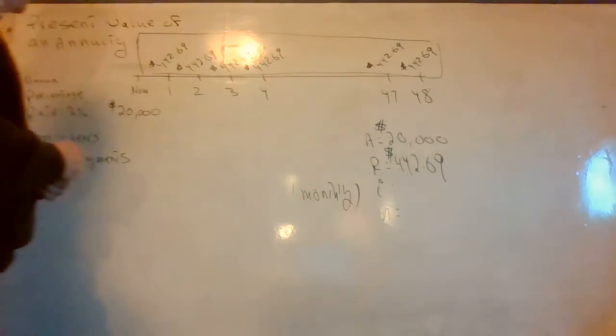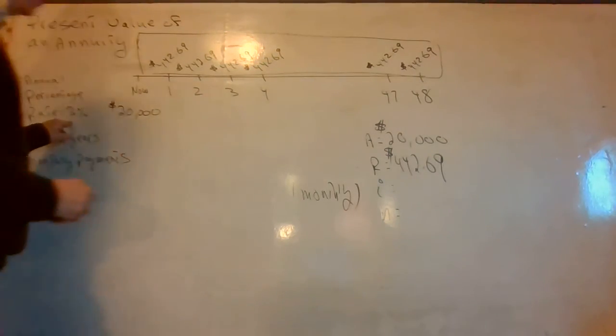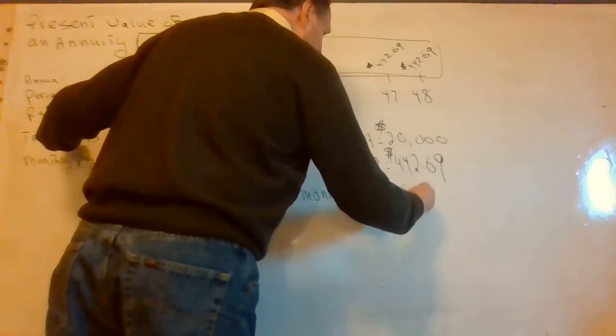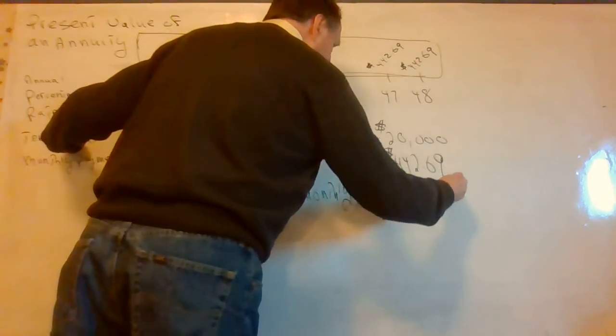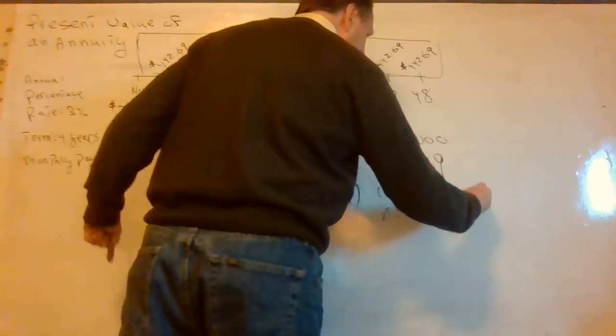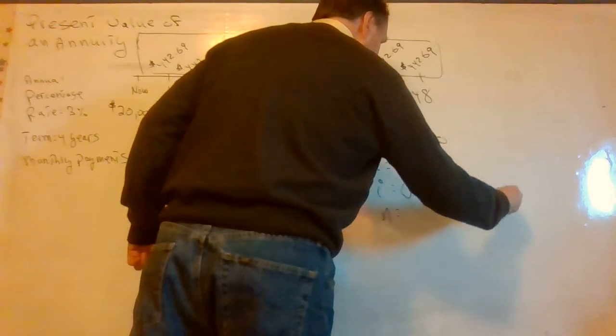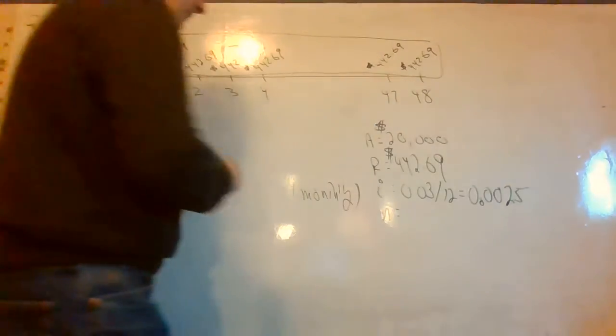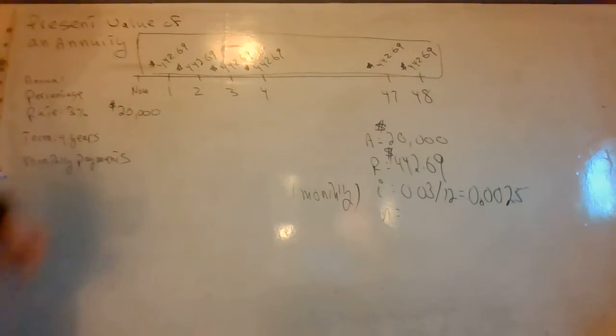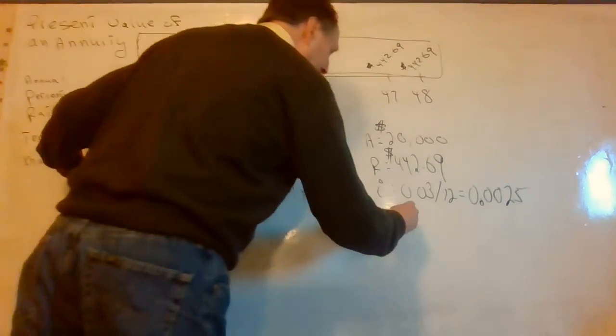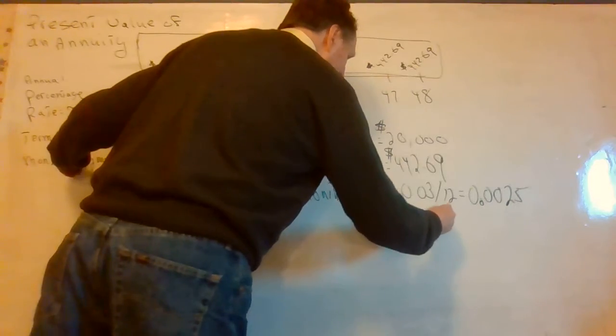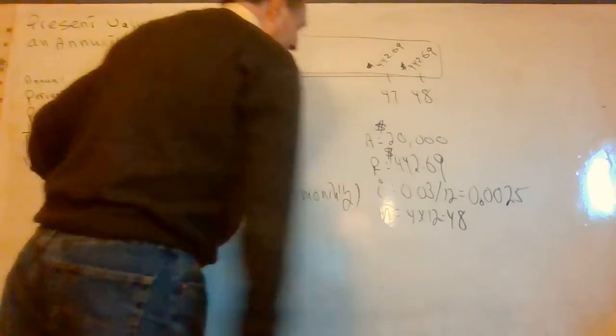Just like with compound interest. So what we have to do is divide 3%, 0.03 divided by 12. It ends up being 0.0025. You can do that on a calculator. And N is the number of monthly payments. Well, 4 years, 12 months in a year. That's going to be 4 times 12 equals 48.